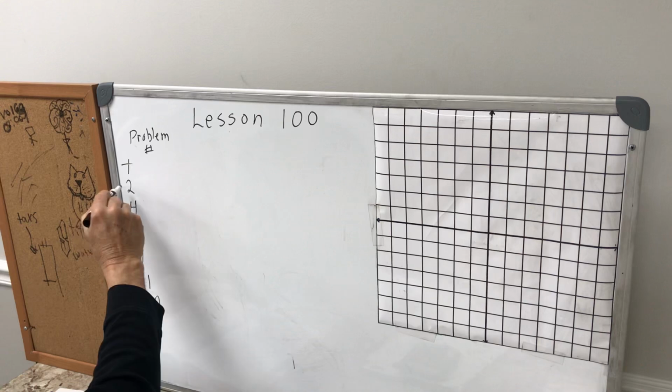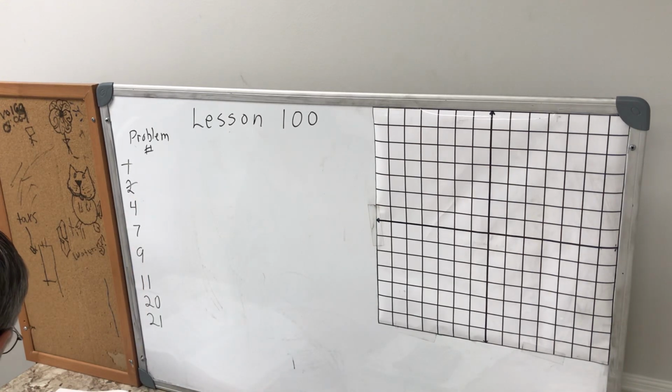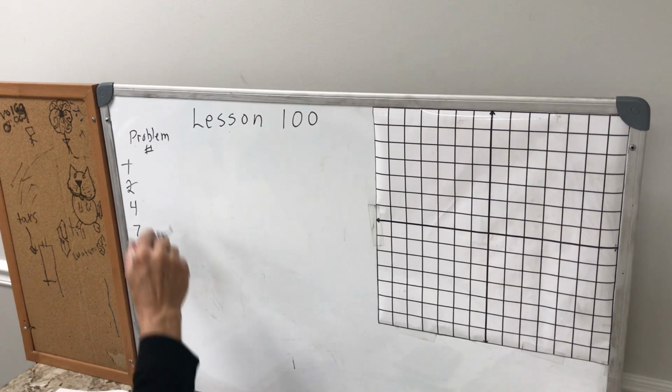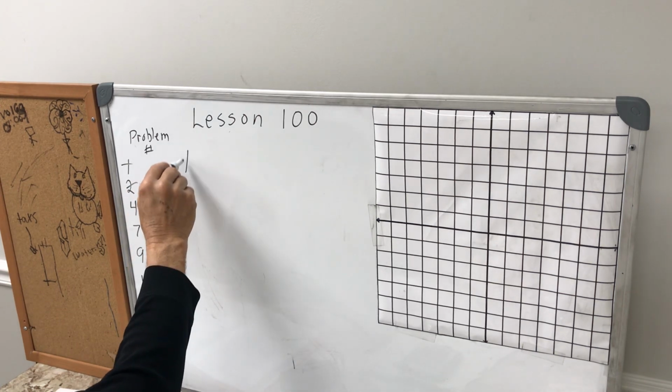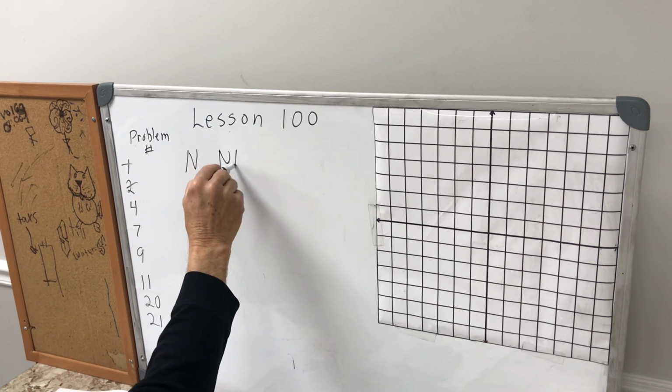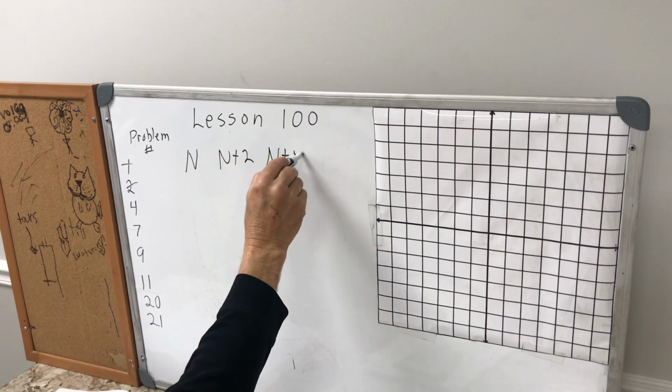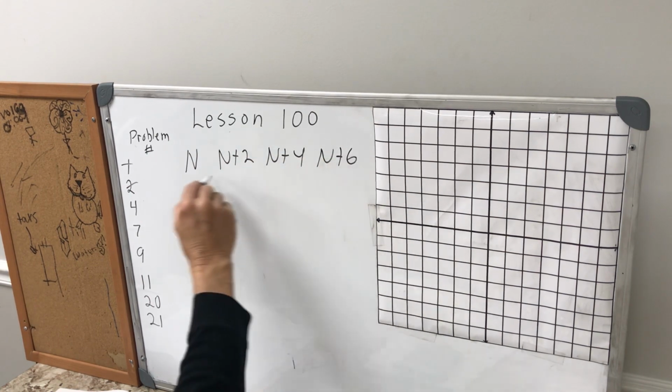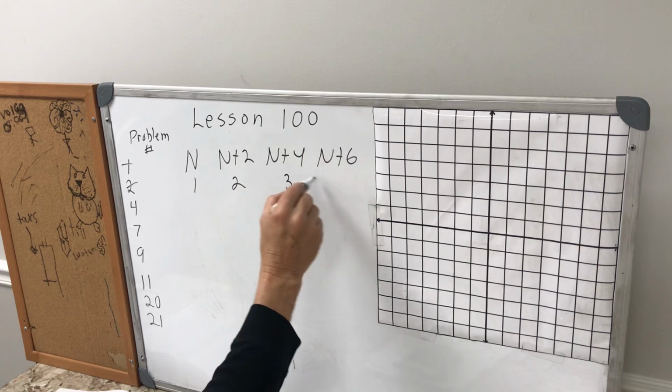That was number 2. Number 4. Penelope and Miranda found 4 consecutive odd integers. So here we go. Odd or even, you skip every other one: n, n plus 2, n plus 4, and n plus 6.